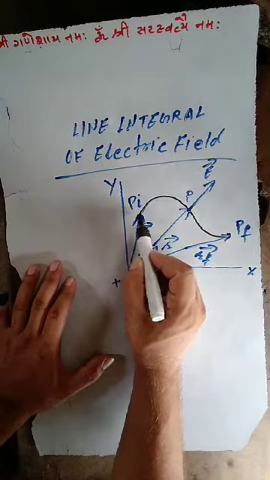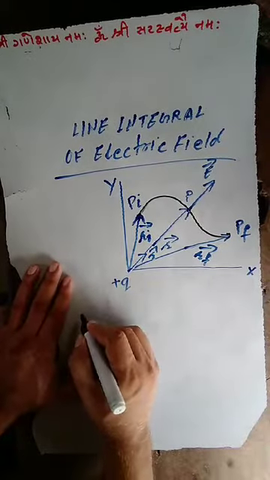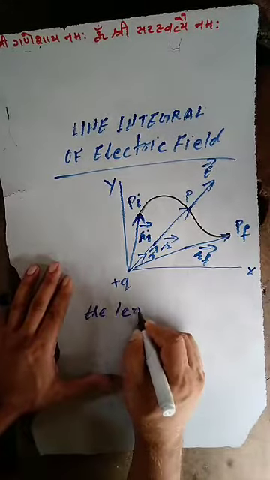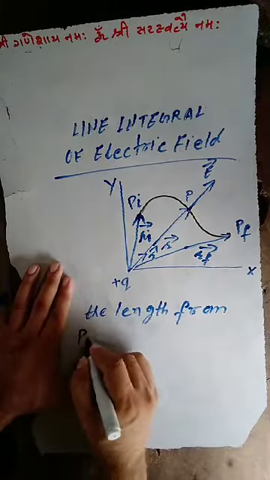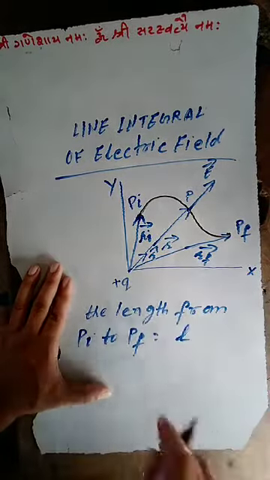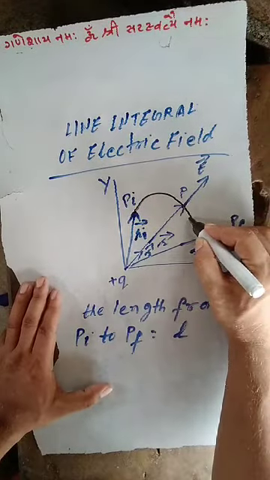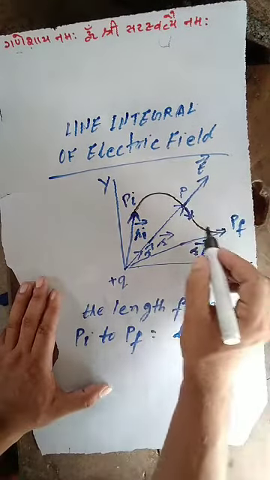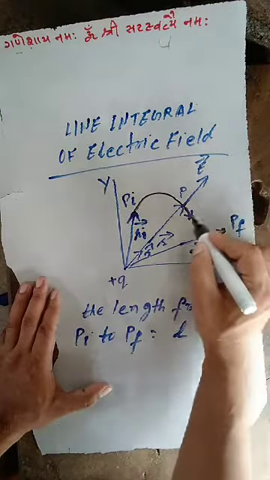Suppose from point Pi to Pf the total length is L. So the length from Pi to Pf is your L. Now here consider a small length dl, this small length we consider dl.